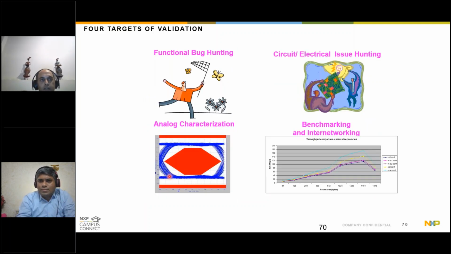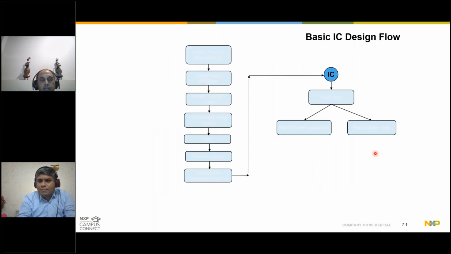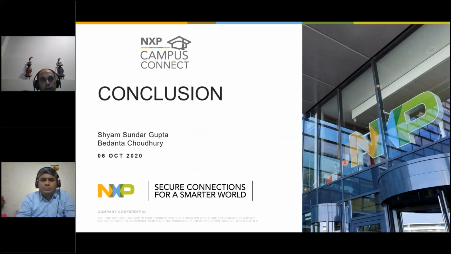So this is just showing certain targets of validation: in the functional world, you are doing functional bug hunting, analog characterization, then some benchmarking for applications and performance. And I think with this we come to the end about how the overall SOC design flow process looks like. So we have a couple of conclusion slides here. So I'll probably request Vedanta to take over from here and walk us through the conclusion slide.